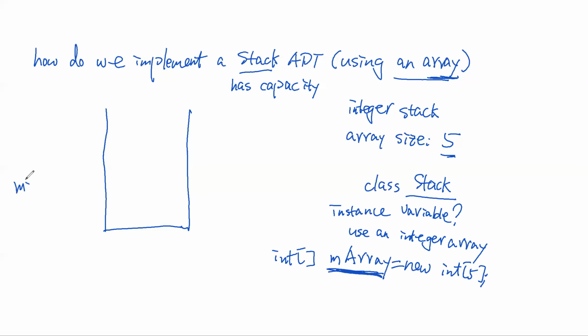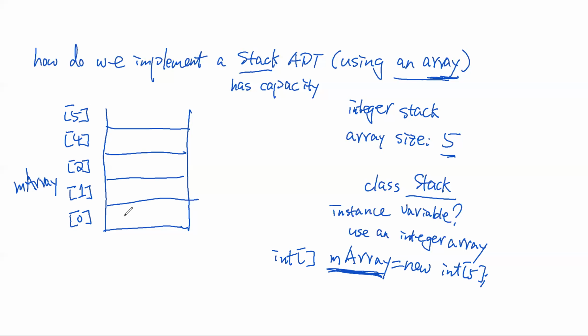Then I can draw it, and it only has 5 slots. Corresponding to these are the indexes, because an array has an index. So what I'm going to draw looks something like this. This is the first element of the array, and then the second element of the array. That's easy to understand.